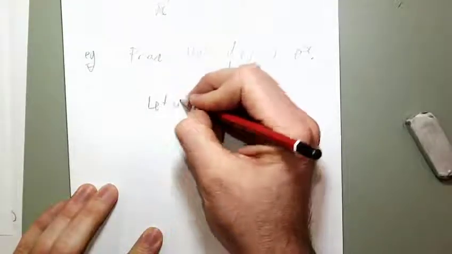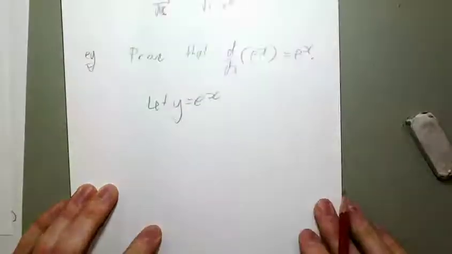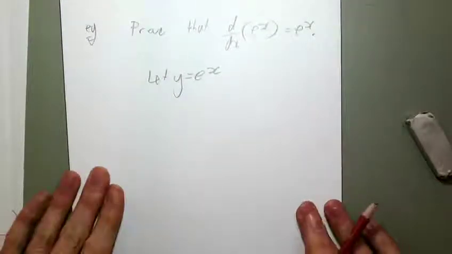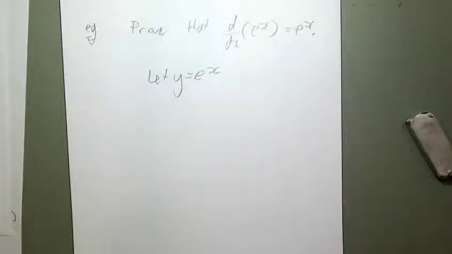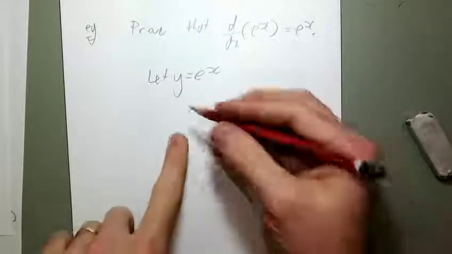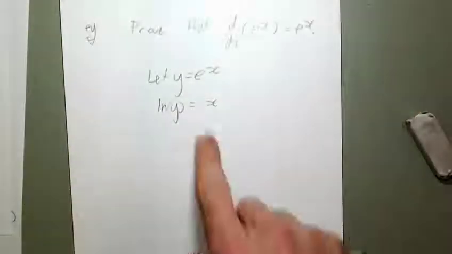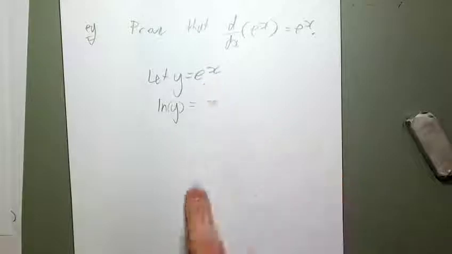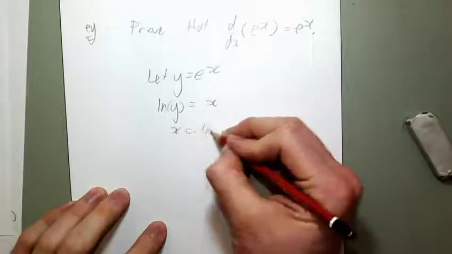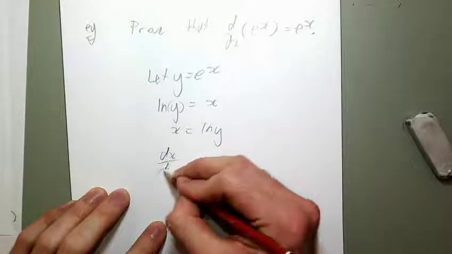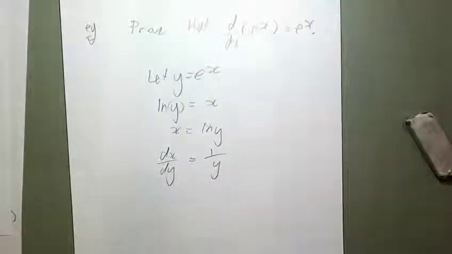So same deal, let y be e to the x. And we're going to do exactly what we did with the other functions that we previously mentioned. And we're going to do the inverse on both sides. So we do ln y equals x, because ln of e to the x is x. And so we have x equals ln y. And dx on dy is therefore 1 over y.